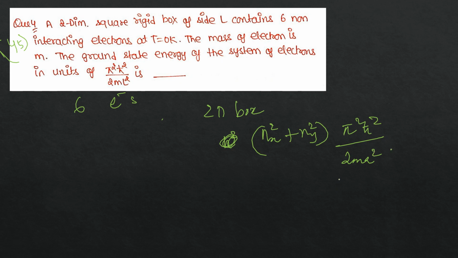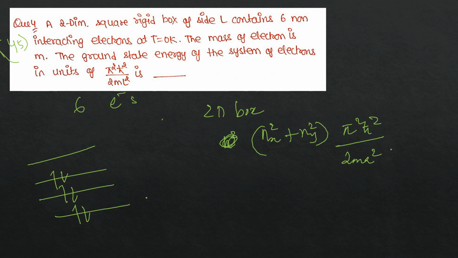Alright. So we have six electrons. If I arrange the six electrons, it will be like this, right? The ground state energy of the system is asked. Ground state energy. So see, this is it.